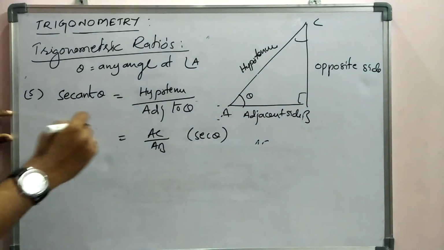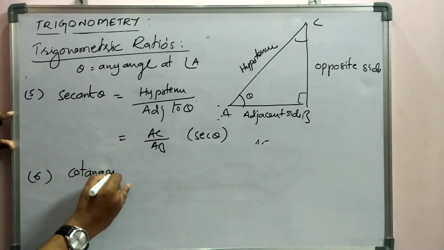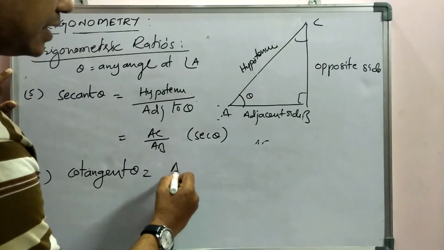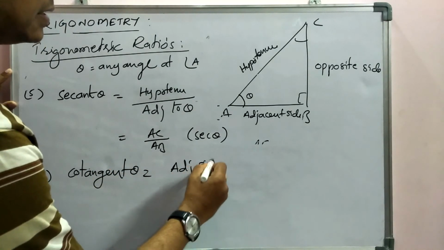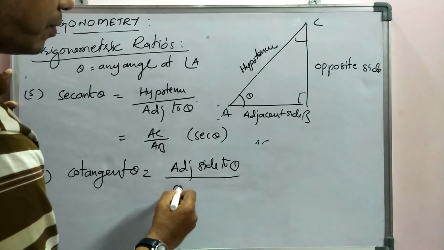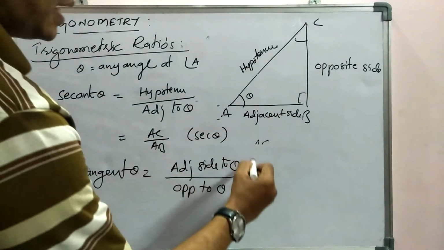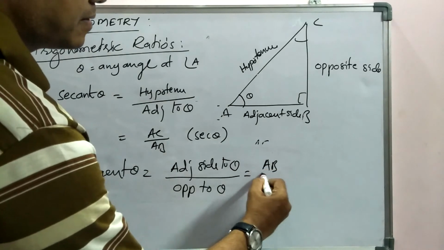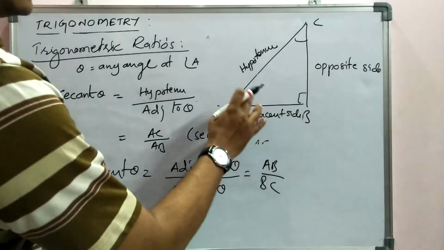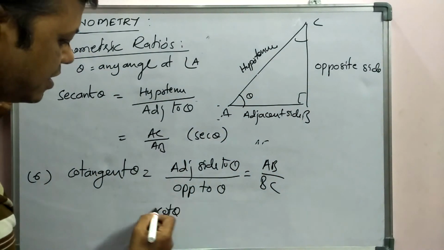Then the last one is cot theta, cotangent theta. Cotangent theta is nothing but adjacent side to theta by opposite side to theta. So what is the adjacent side here? AB. What is the opposite side? BC. So you see, adjacent by opposite. In the short form we pronounce it as cot theta.